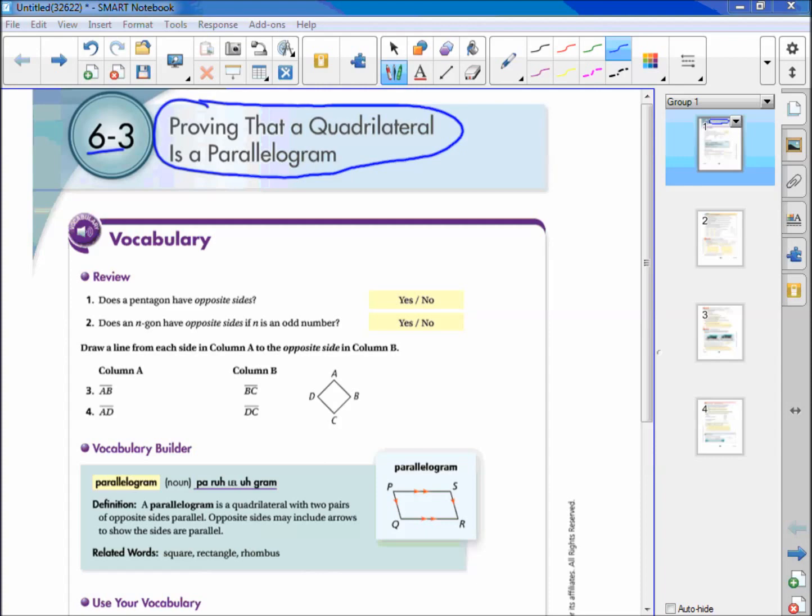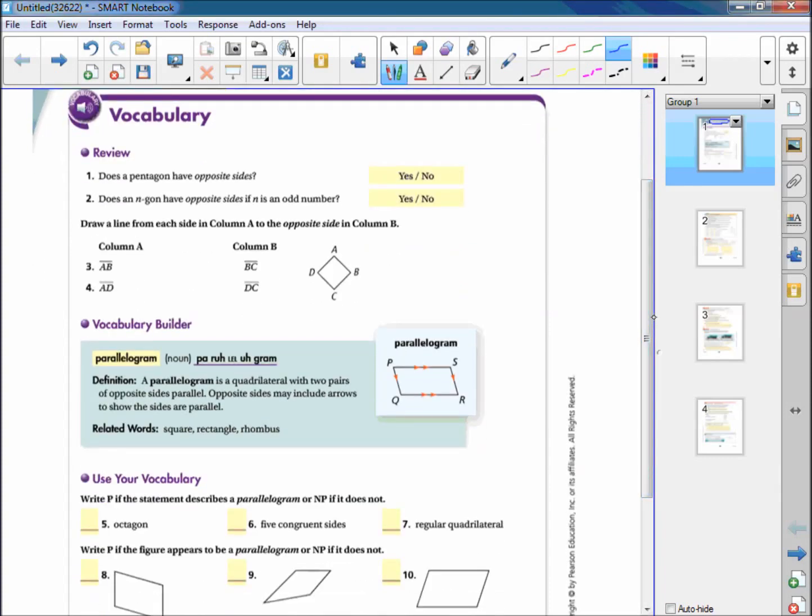All right? So first off, let's get a little review here. Does a pentagon have opposite sides? So remember, a pentagon is a five-sided shape. And if I had a side over here, I'll put it in green, which one would be its opposite? Well, it can't be the ones that are next to it. That's a consecutive side. But would it be this one or would it be that one? So only even-sided polygons will have opposite sides. So this is no. Does an n-gon have opposite sides if it's an odd number n? And this would be no. No odd numbered n is going to have opposite sides.